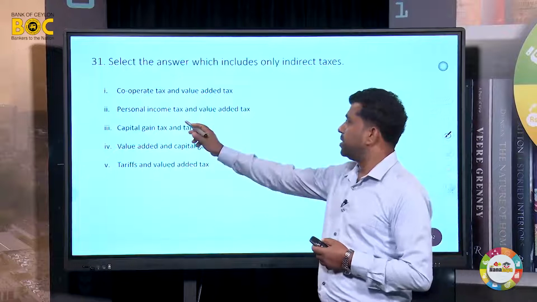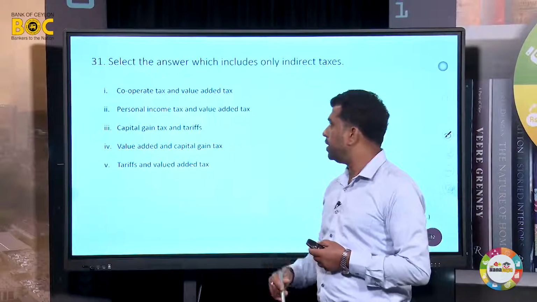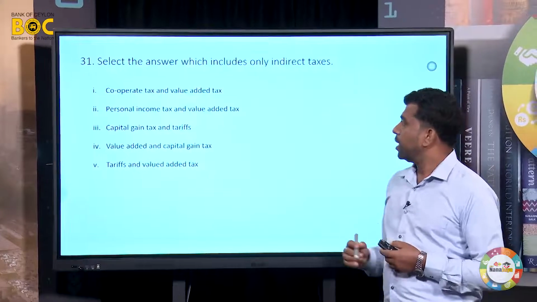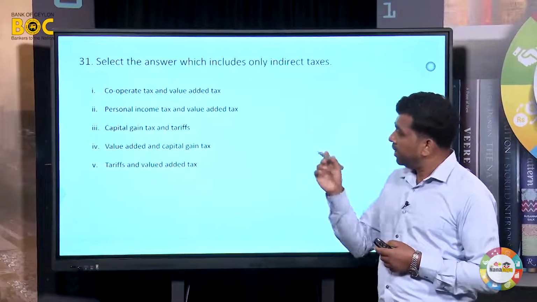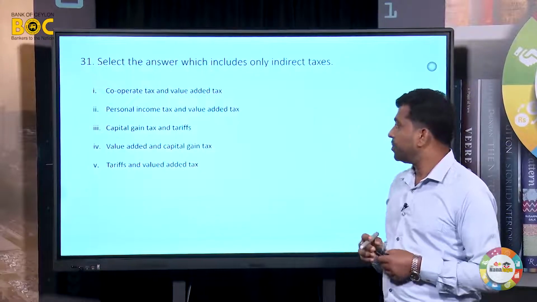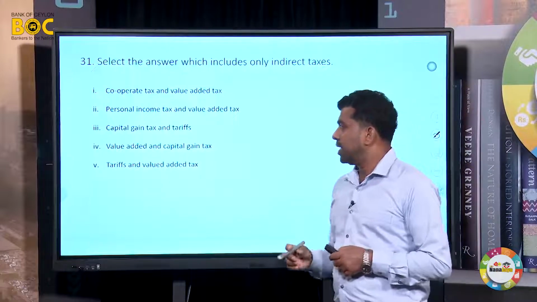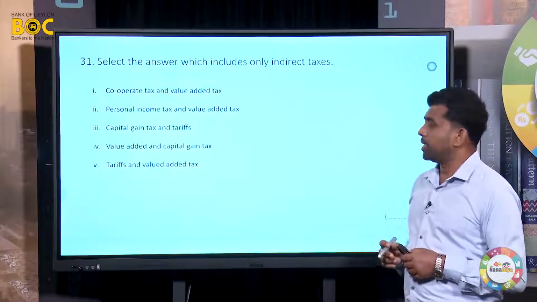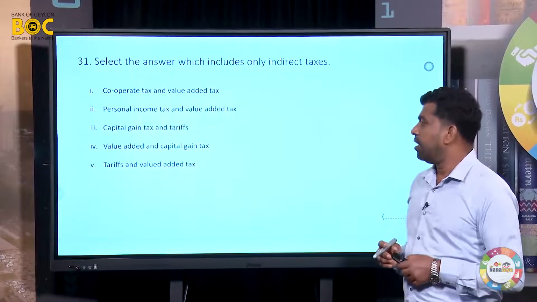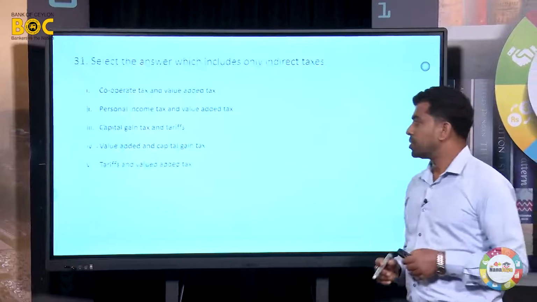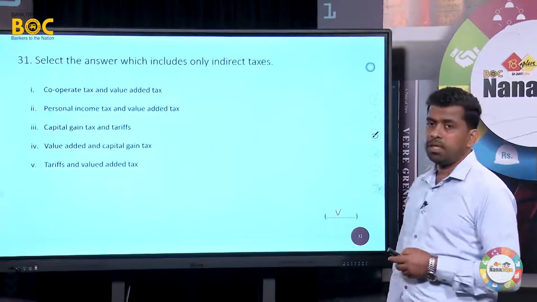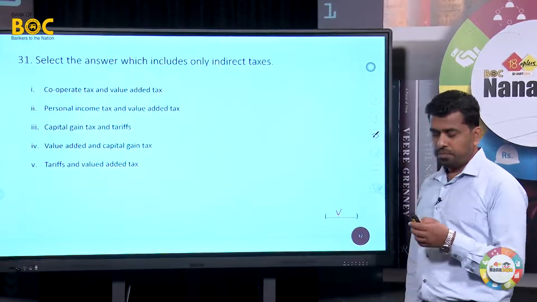Personal income tax is a direct tax, it cannot be shifted. Value added tax is an indirect tax. Capital gain tax is a direct tax and tariff is an indirect tax. Value added tax is an indirect tax, but capital gain tax is a direct tax. Tariff is an indirect tax and value added tax is the same. So the correct option is the fifth one for question number 31. Question number 32.